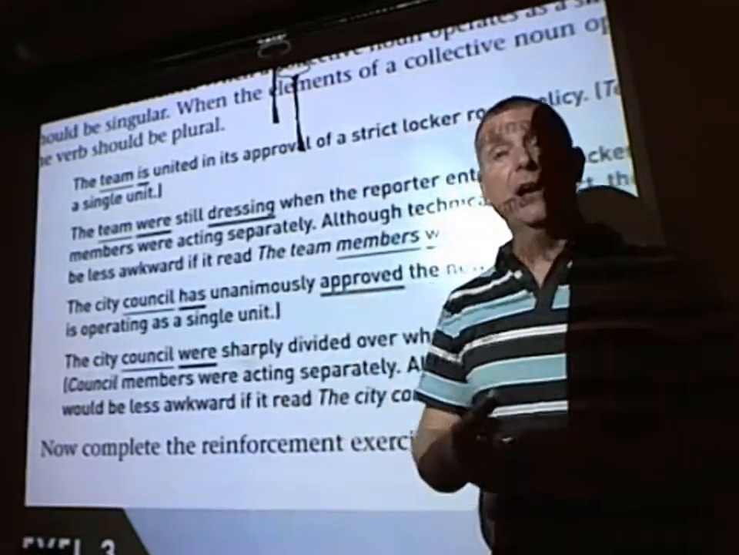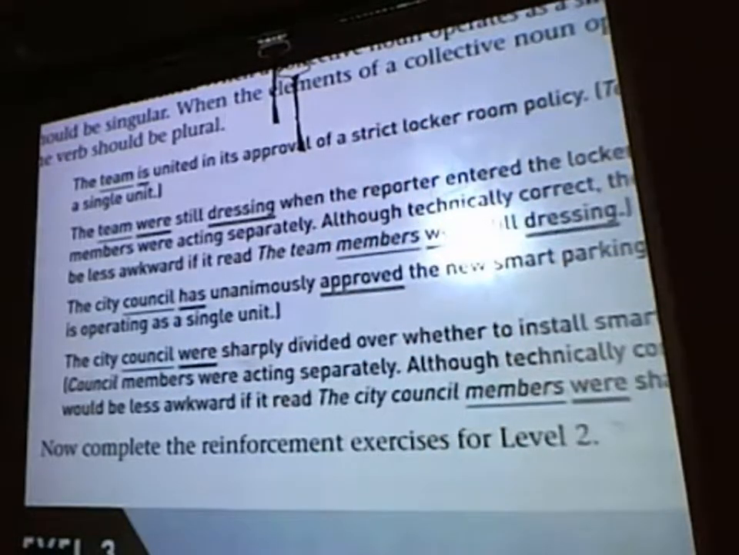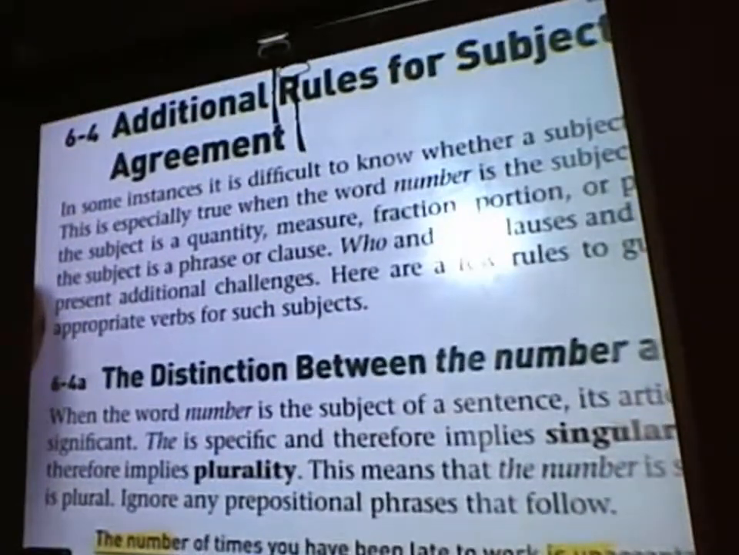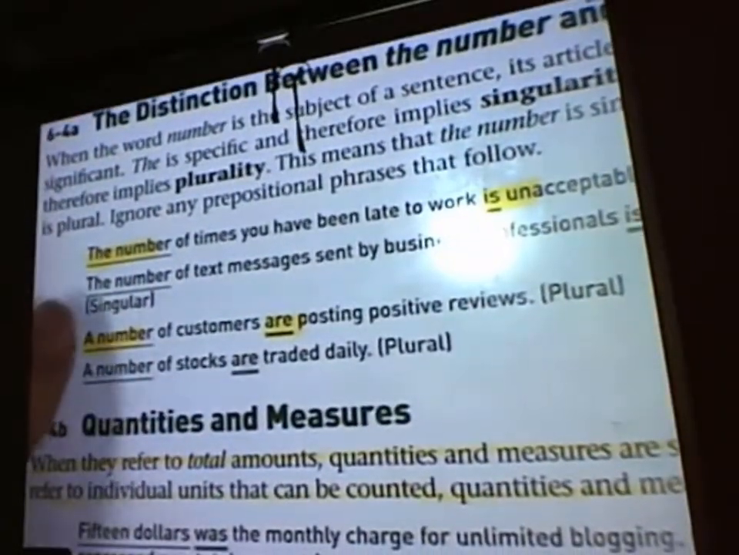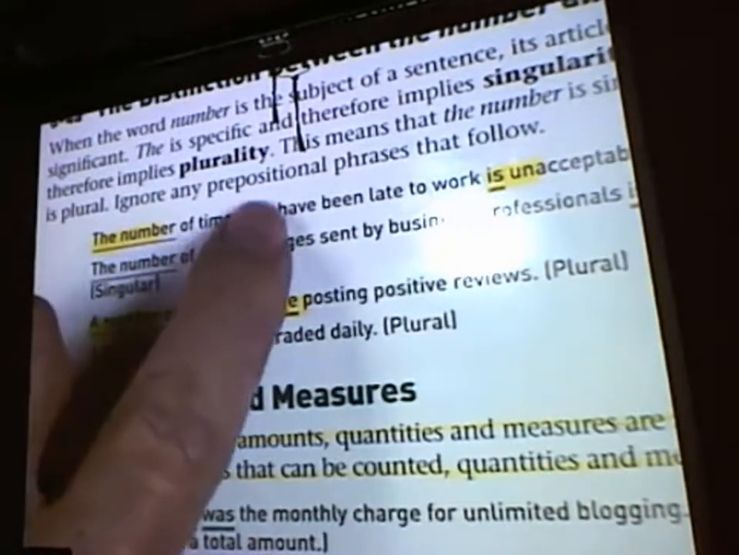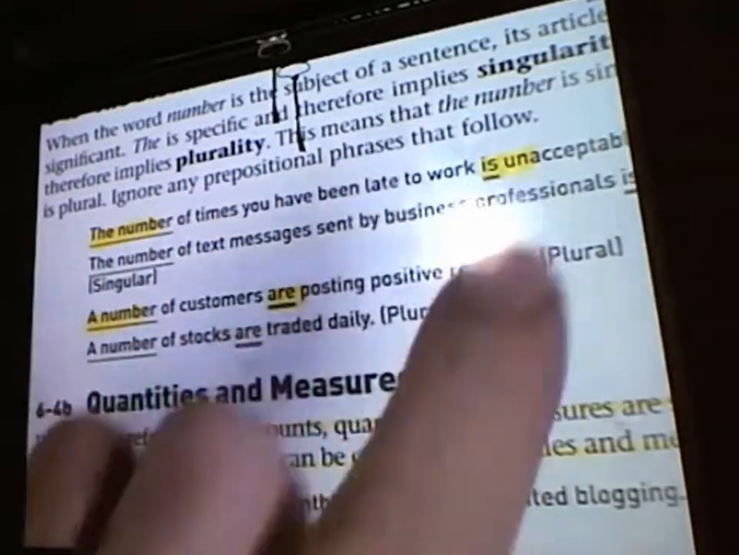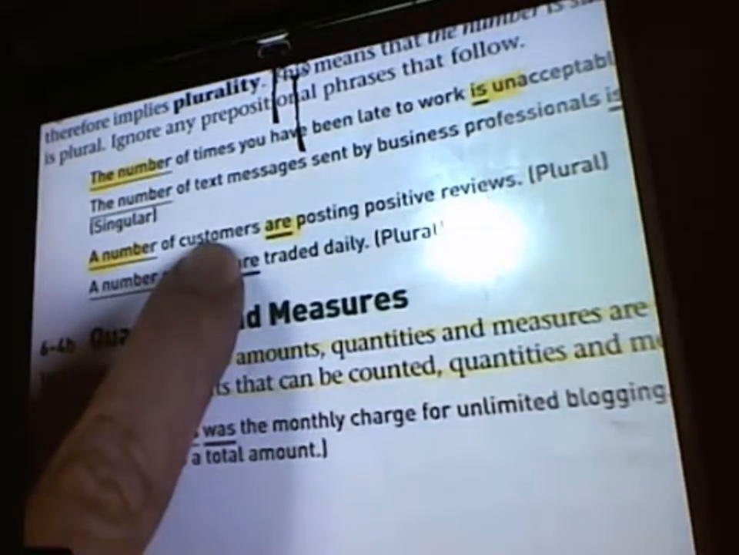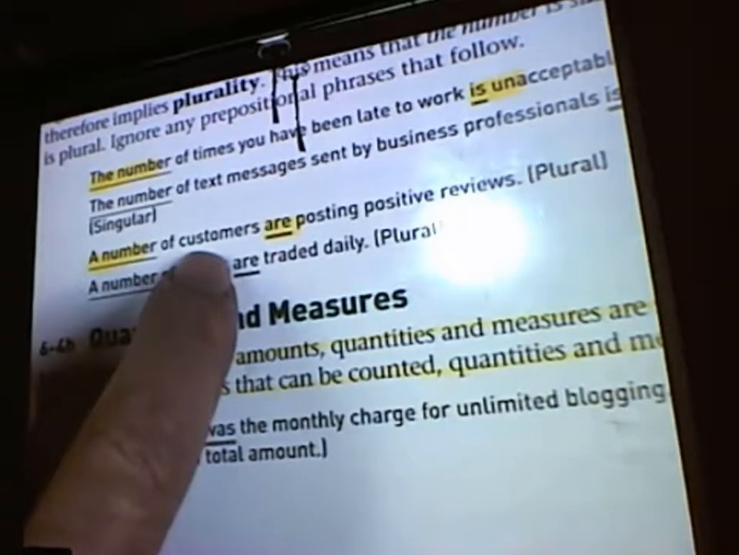The last section of chapter 6 is the number and a number. The number is always singular, and then you'll usually have a prepositional phrase that is singular, so now we need a singular verb, is. This next one, a number of customers. Since it's a number, then we need a plural verb, generally because the prepositional phrase that follows is going to indicate plurality. So the number is always singular and a number is always plural.